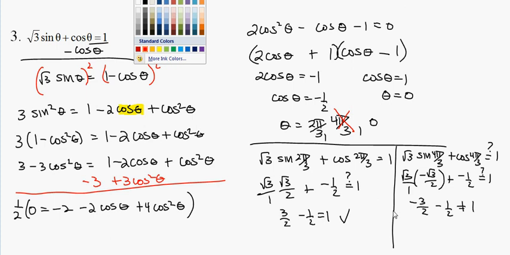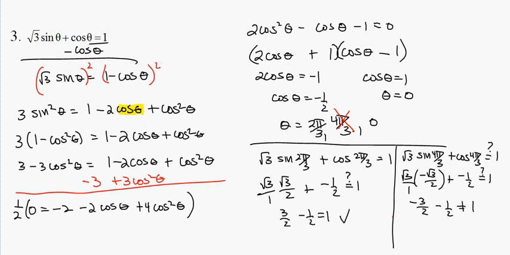And finally we just want to check 0. I have red for some reason. So 0. We get the square root of 3 times the sine of 0. That's 0, not theta. Plus the cosine of 0 equals 1. This is the square root of 3 times 0 plus 1 equals 1. That was a question mark. That's true. So therefore our solutions are 2 pi thirds and 0.